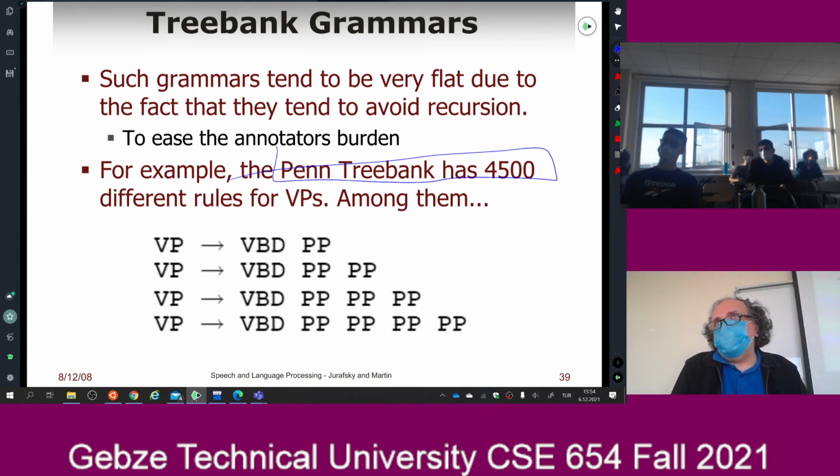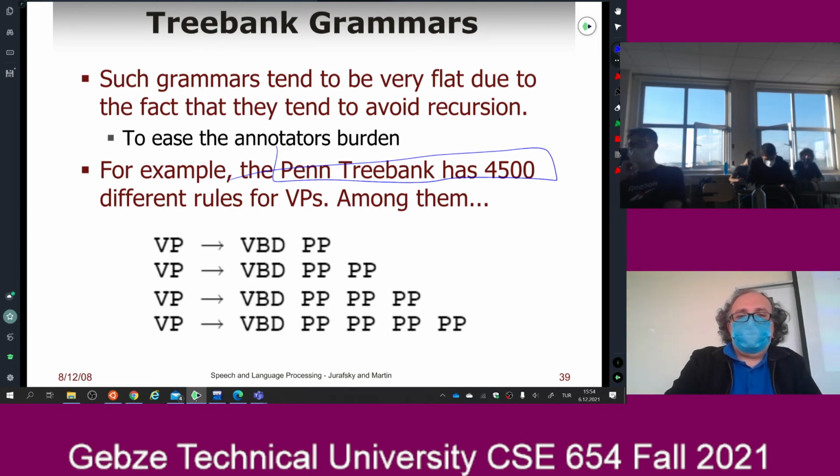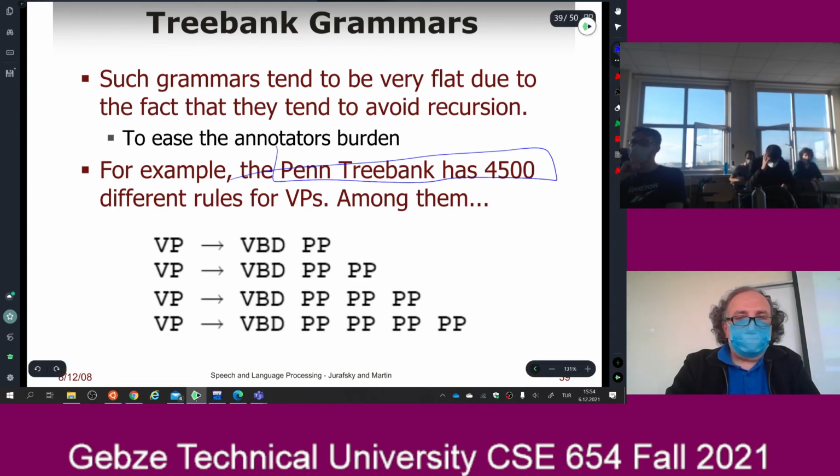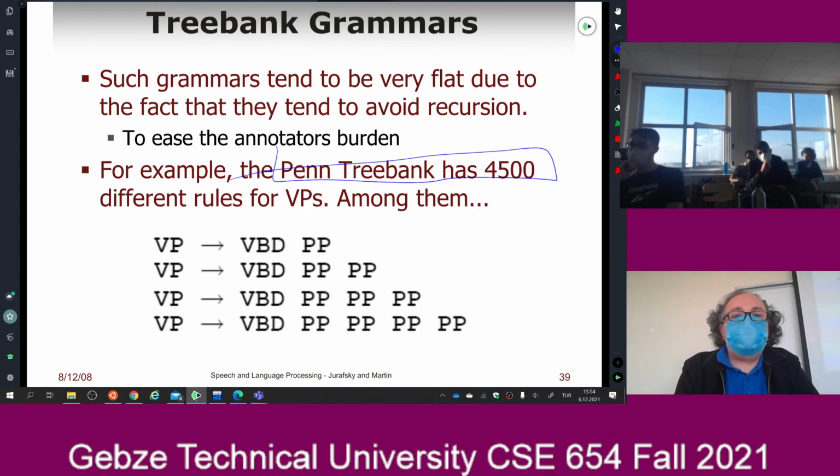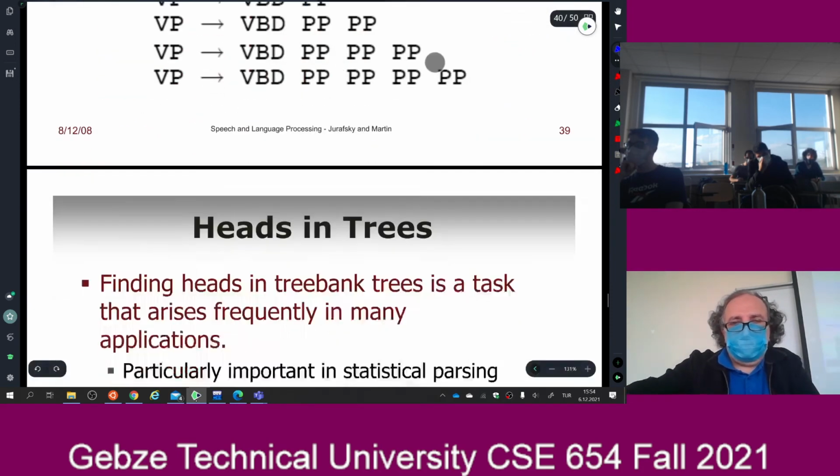Because recursion, people are not very good with recursion. They cannot draw the recursive trees by looking at the sentences. Instead, they say that after this verb there could be one prepositional phrase, or two, or three, or four. After four, I think they stop because it doesn't make much sense. People don't use that kind of very long prepositional phrases. So those grammars are not as nice as the grammars that we have written.